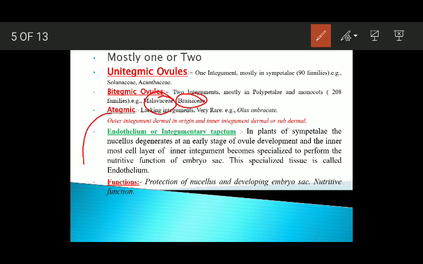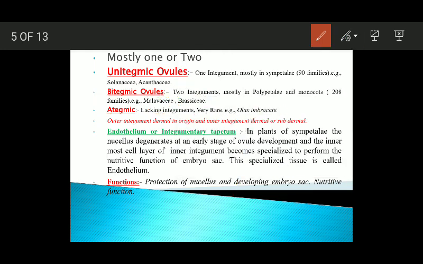Then we have the third condition, ategmic ovules. These ovules completely lack integuments. This condition is of very rare occurrence, and the examples include Olax ambracata. Olax ambracata represents the condition where the ovules are ategmic.